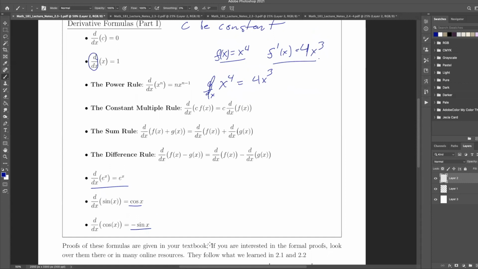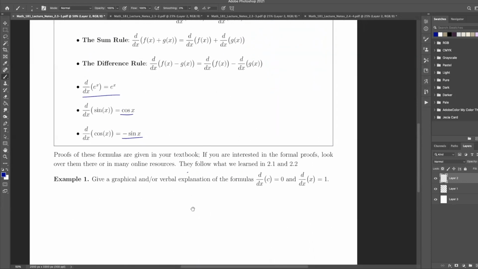Now, the proof of these is given in your textbook. If you're interested, you can look over them there, or you can do the online resources. They basically follow what we learned in 2.1, 2.2. They just do it generically, I guess. But I'm not going to test you on these proofs. And so unless you really want to learn the proofs, don't worry about it, right? I guess it's terrible to say.